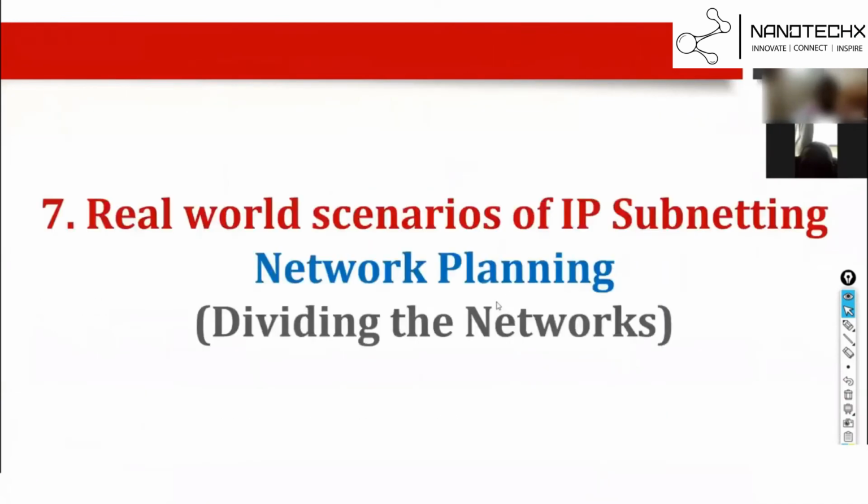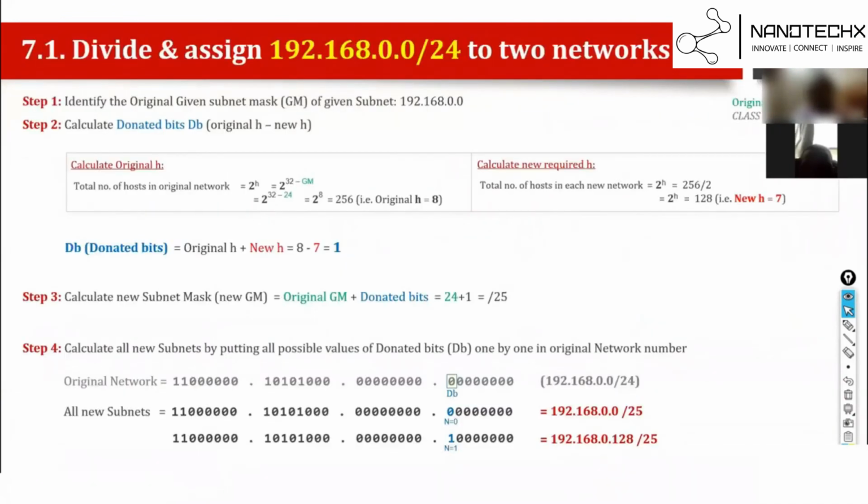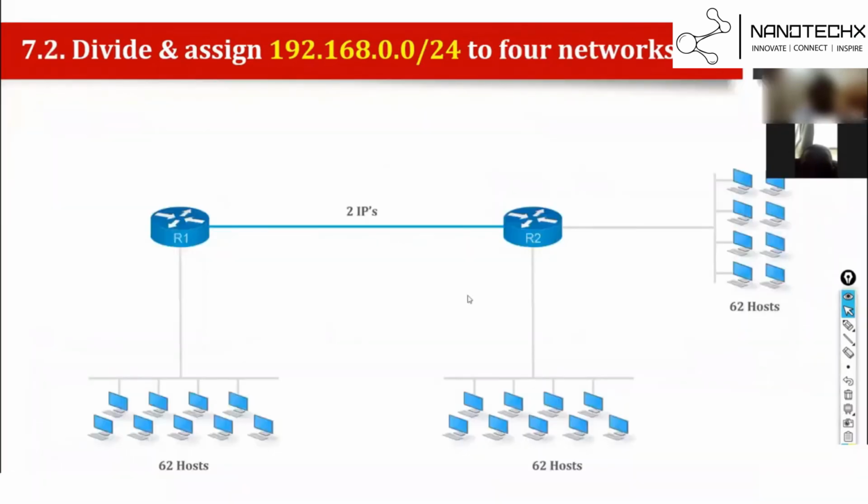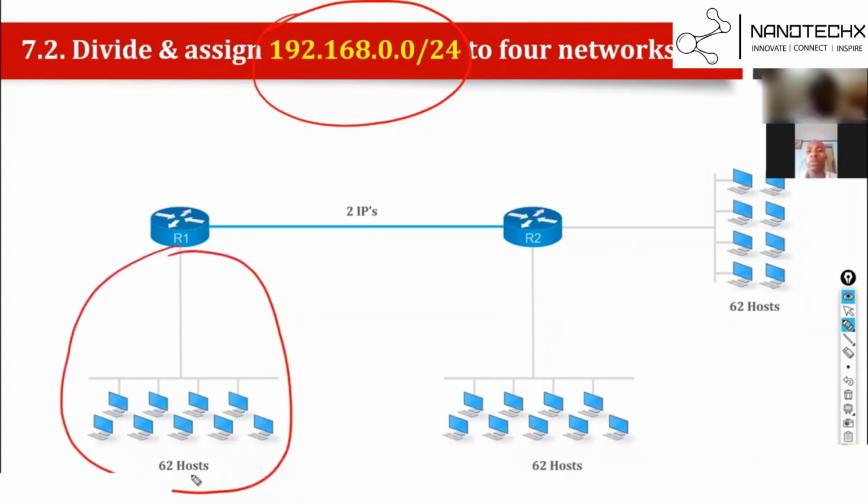So somebody gave us this network, and he said that we have to divide this network into 4 parts, right? This is part number 7 of today, the last one. So we have to divide this one into 4 networks. How many networks are there actually? There are 4 networks. Network number 1, where they need us to place 62. How many hosts will it give us, guys?